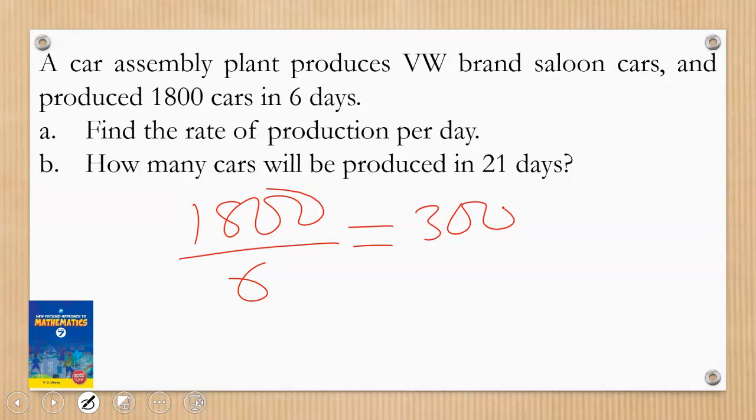How many cars will be produced in 21 days? So if a day is 300, then 21 days is going to be 21 times that. If you multiply 21 times 300, then we are heading towards 6,300 cars that can be produced in 21 days. Good.